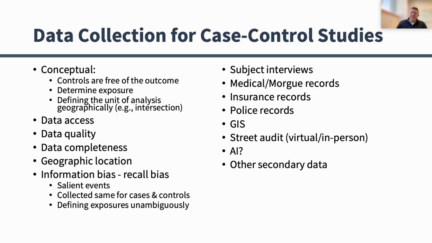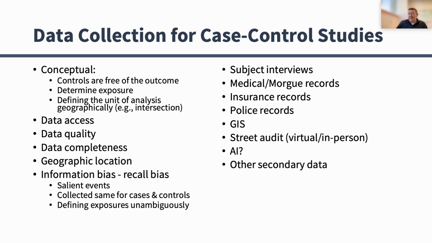So these are just some examples of where we can find some of these data. Subject interviews are very common, for injury studies maybe less so. Medical and morgue records are also very common, particularly for identifying cases, but sometimes they also have the data we need for case control studies. Insurance records can be very useful sometimes, and police records as well.